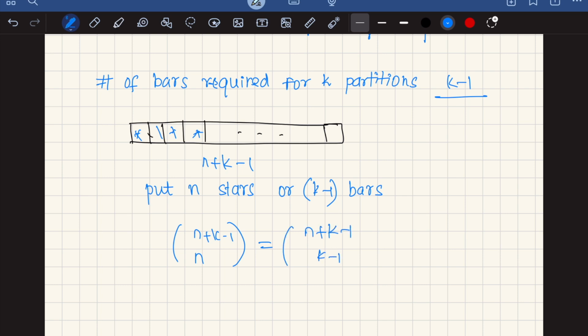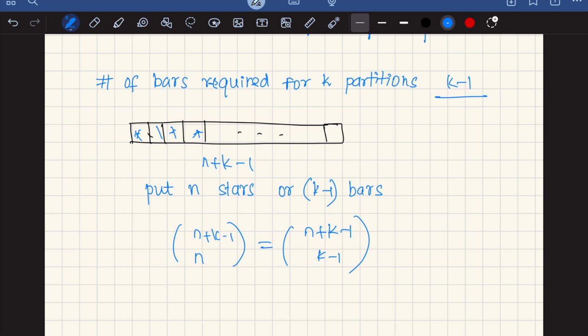So is there any clarification needed about the stars and bars counting? If so, let me know. Okay, so that is it. Now all you have to do is apply this formula by identifying what the stars are and what the bars are.